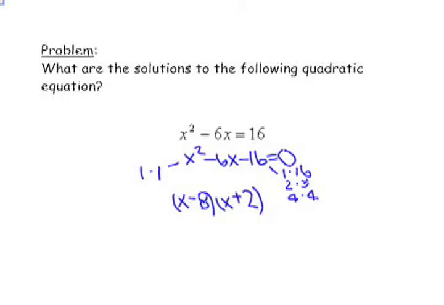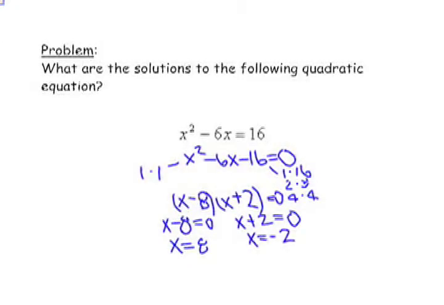And don't forget to set it equal to 0. Then you want to set each part equal to 0. So add the 8 and subtract the 2, and you get your final answer.